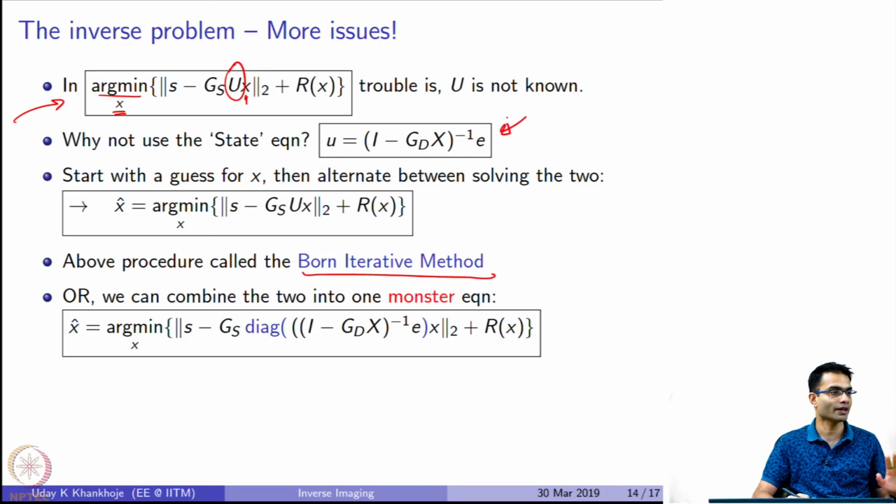So if you are very, very strict, what you should do is take this u and substitute it into your original equation to get this one. This is your u, right? G_S u(x), G_S u(x).